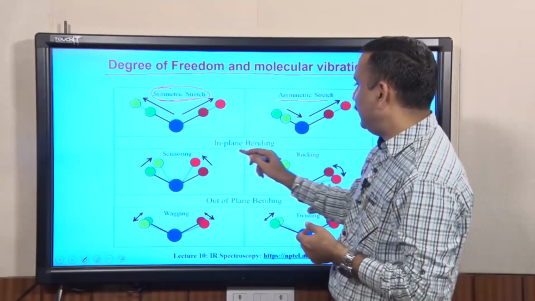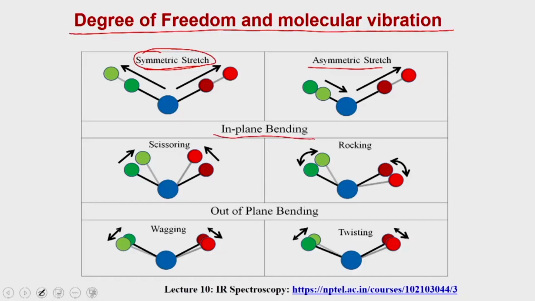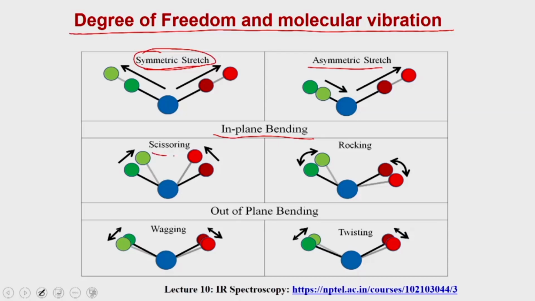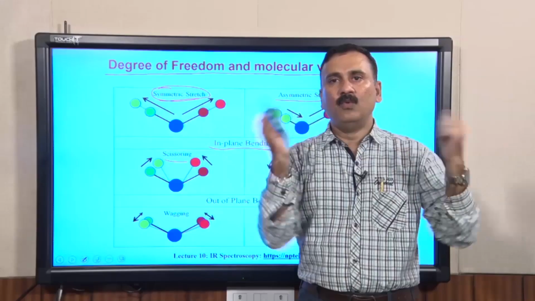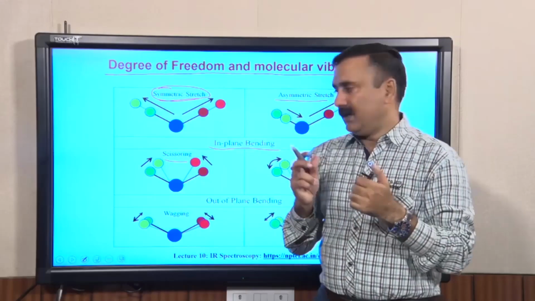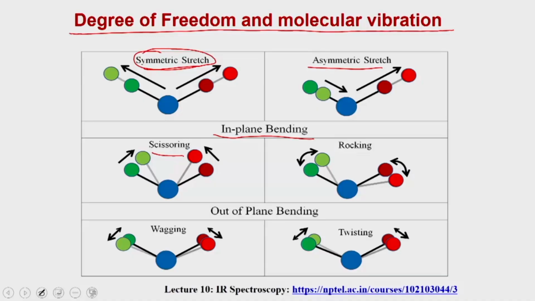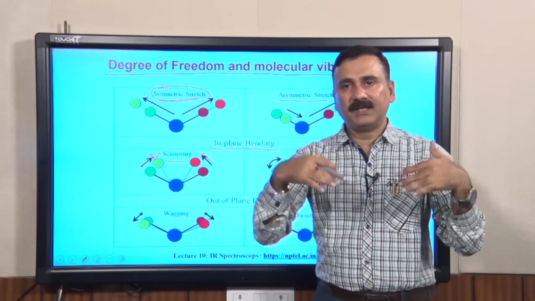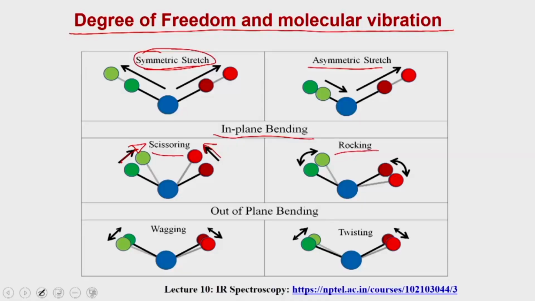Then you can have in-plane bending, which could be scissoring, which means the atoms move like this, towards each other, in this direction and that direction. That is called the scissoring effect. It could be rocking, so it will be rocking like this. That is also another kind of motion.